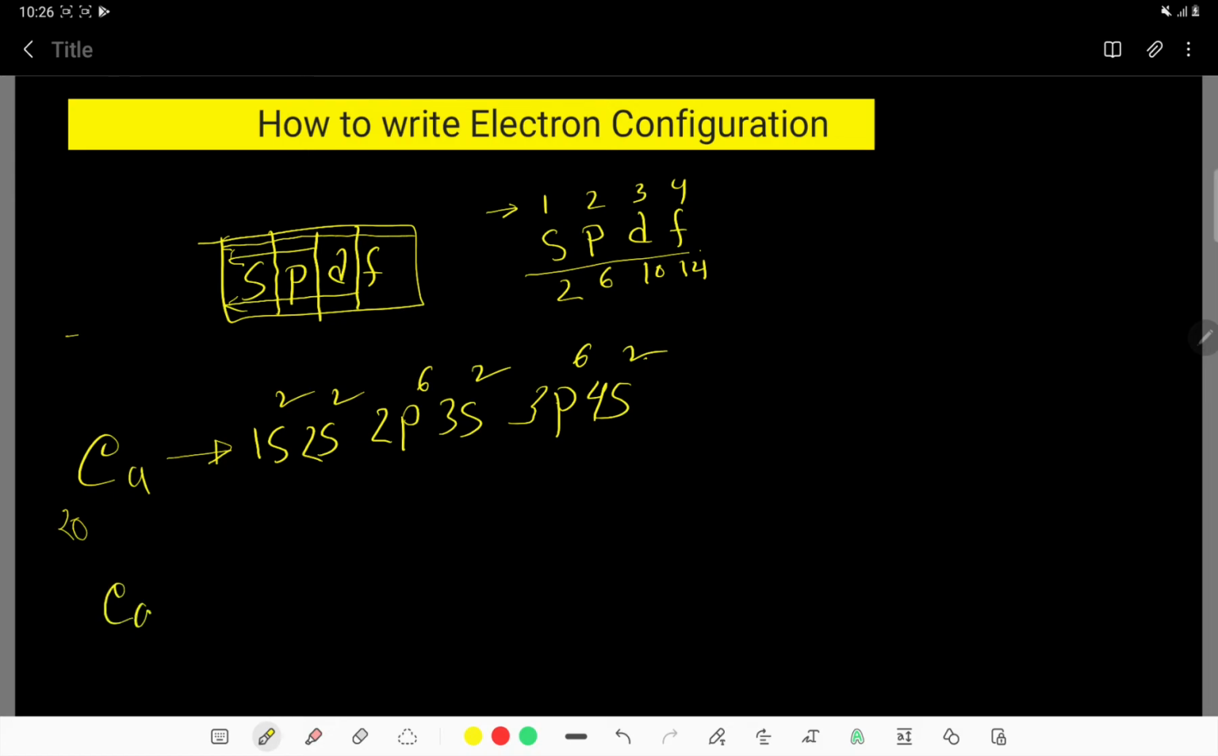So what will be the electron configuration of calcium 2 plus? You know that in a neutral atom of calcium we have 20 electrons, but for this positive 2 charge we have to deduct 2 electrons. That is, we have 18 electrons in calcium 2 plus. So we have to deduct 2 electrons from its neutral electron configuration, and we have to deduct from the outermost shell, that is, from the highest value of n. Here the highest value of n is 4. So from the 4s subshell we have to remove 2. Now this is the electron configuration of calcium 2 plus.